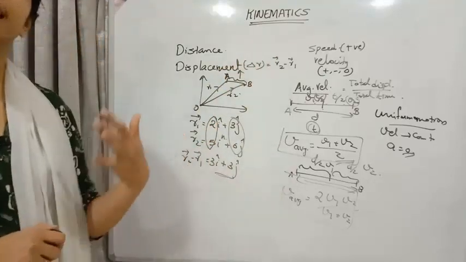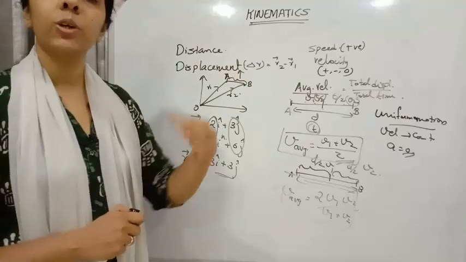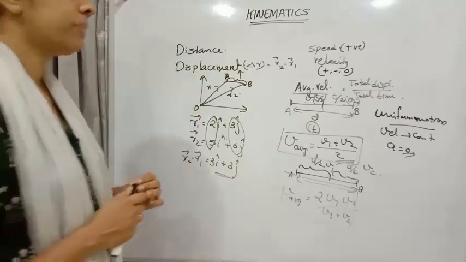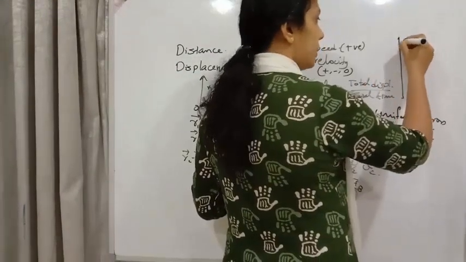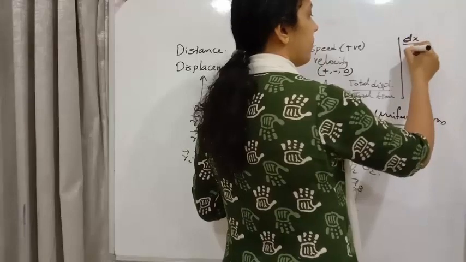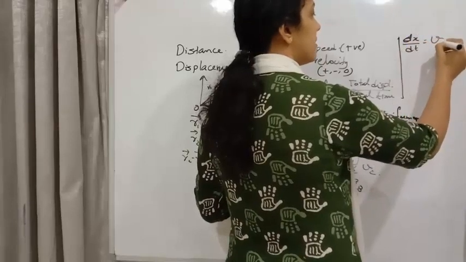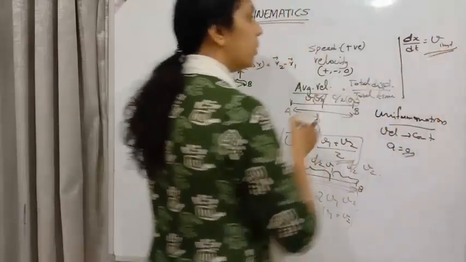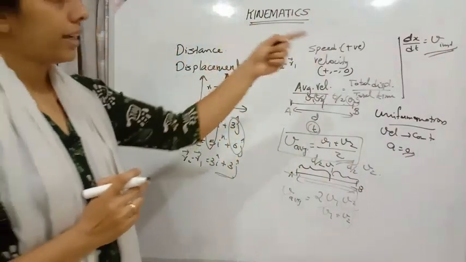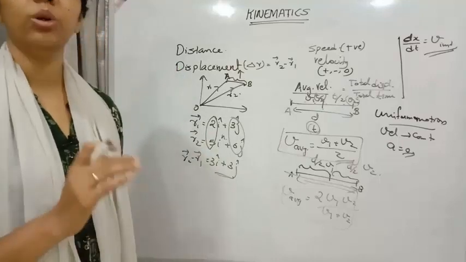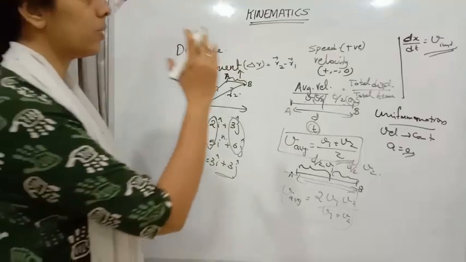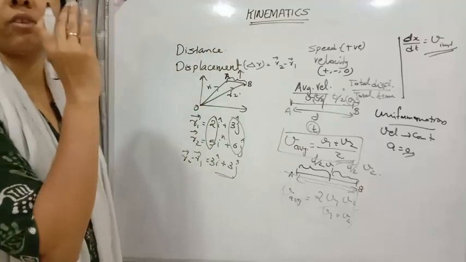And then next is instantaneous velocity: velocity at a particular instant of time. How can we find it? Instantaneous velocity will be equal to dx by dt. To find dx by dt, you should know how to differentiate. This one I am going to tell only for the sake of physics.